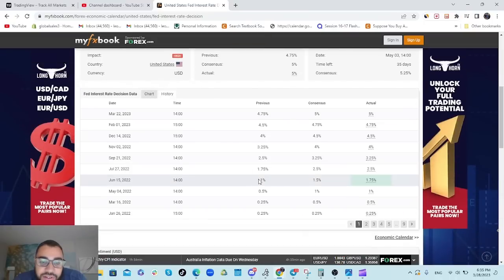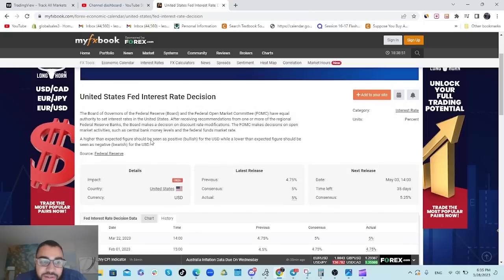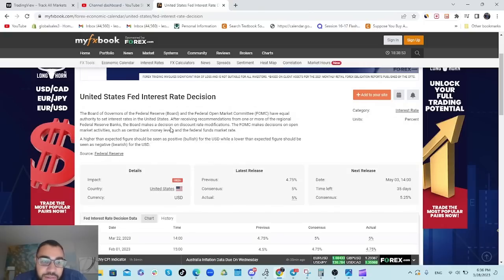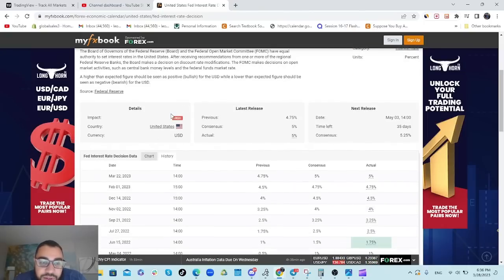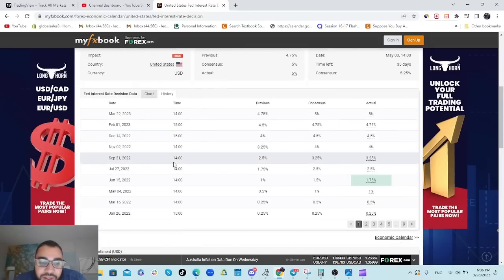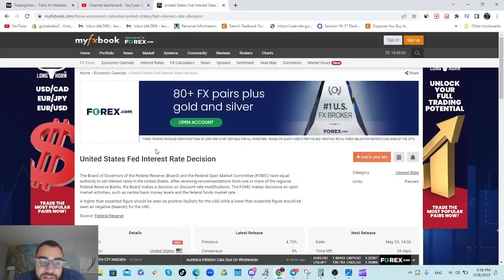So as you can see here, in June it was 1%, and then it just rose all the way to 5%. So that's what's going on right now. The borrowing power right now is really difficult, because if you try to borrow right now, it's gonna be a lot harder.